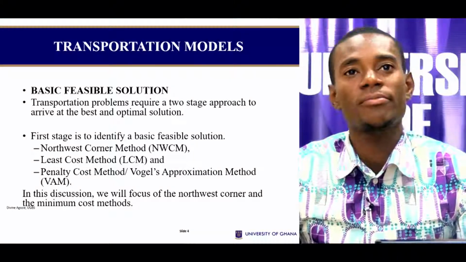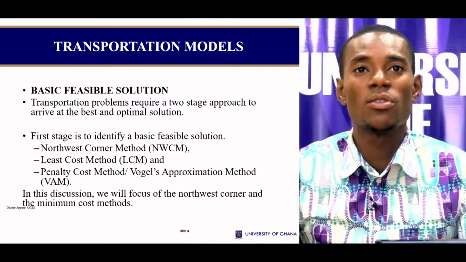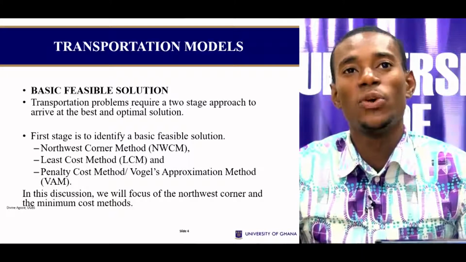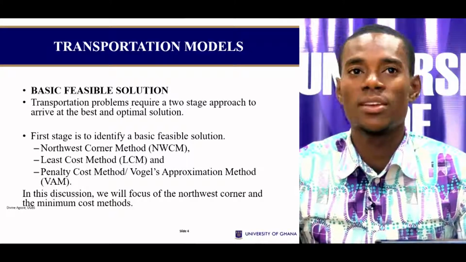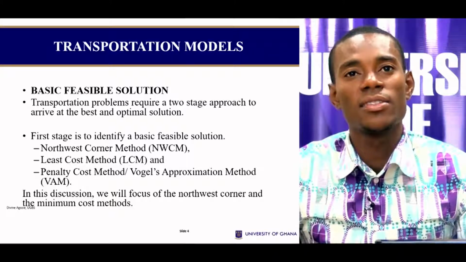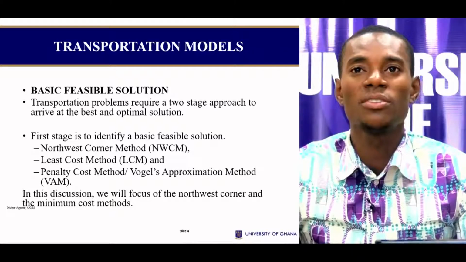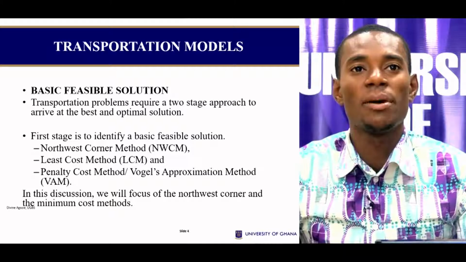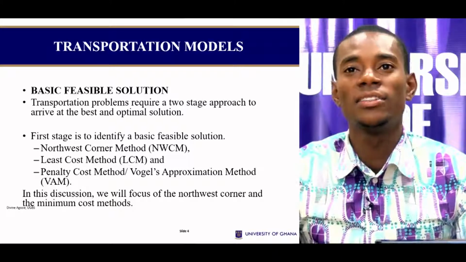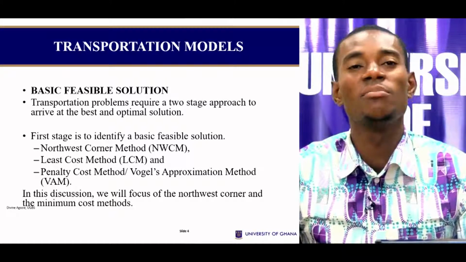Okay, so the first stage, to identify our basic feasible solution, there are three techniques that we have. We have one we call the northwest corner method. We also have what we call the least cost method. And then the third one, which is the Vogel's approximation technique, which we call VAM. But we will discuss just the northwest corner method and then the minimum cost.